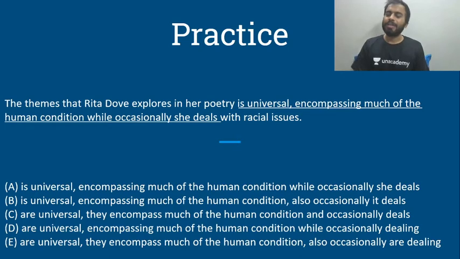Let's begin with today's lesson now. First come first, we are beginning with a sentence correction question. The themes that Rita Dove explores in her poetry is universal, encompassing much of the human condition, while occasionally she deals with racial issues. Right? Take 60 seconds and then I'll give you a hint, and then I'll give you another 30 seconds, and then we'll move into the explanation.